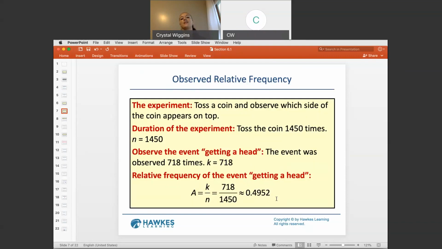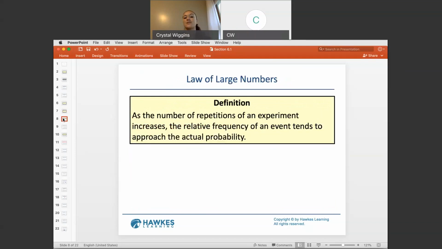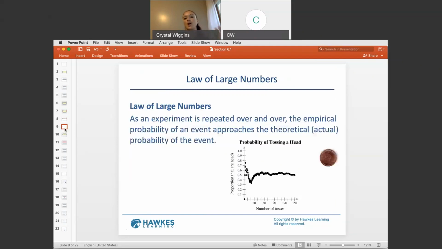As we know, the classic probability of tossing a coin and getting a heads, one toss at a time, is a 50% chance. As the number of repetitions of an experiment increases, the relative frequency of an event tends to approach the actual probability. So, what do we mean by that? What we're talking about is the law of large numbers.